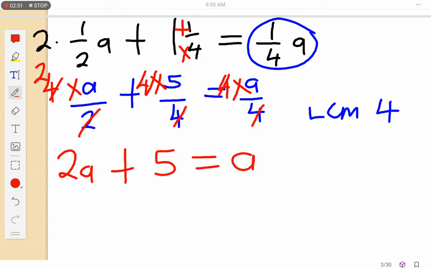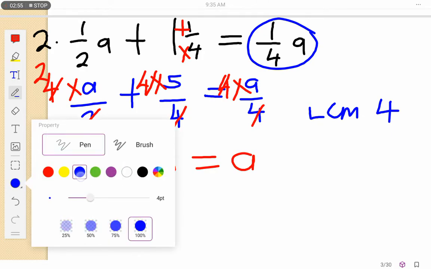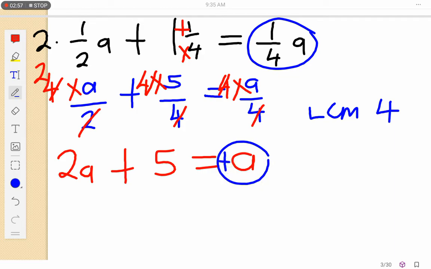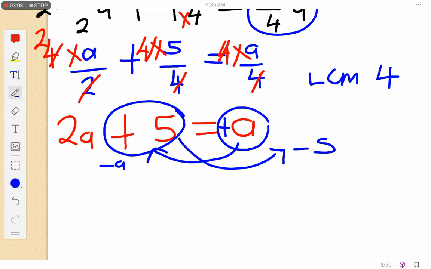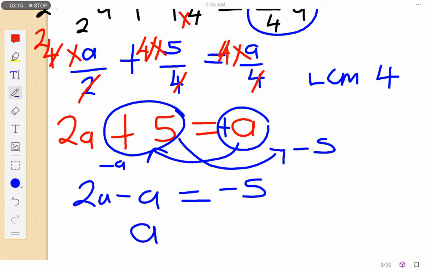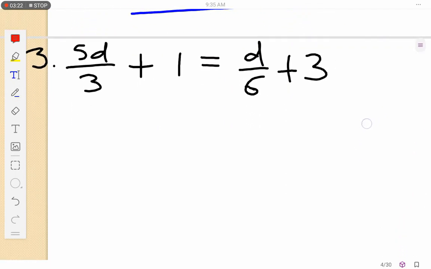a. Okay, like that. Now, having reached this point, I can take my a, which is plus, to this side, it becomes minus a. And I can take this plus 5 to this side, it becomes minus 5. Okay, let's do that. So I'll have 2a minus a is equal to minus 5. 2a minus a is equal to a, which is equal to minus 5. So this is our final answer there. Let's move on to the next question.